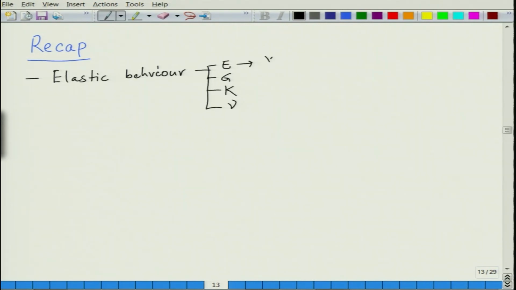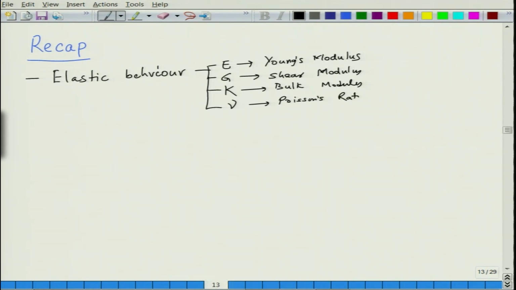So, this is Young's modulus, this is shear modulus, this is bulk modulus, and this is Poisson's ratio, and the relation between the three was, so G is related to E as G is equal to E divided by 2 into 1 plus nu.